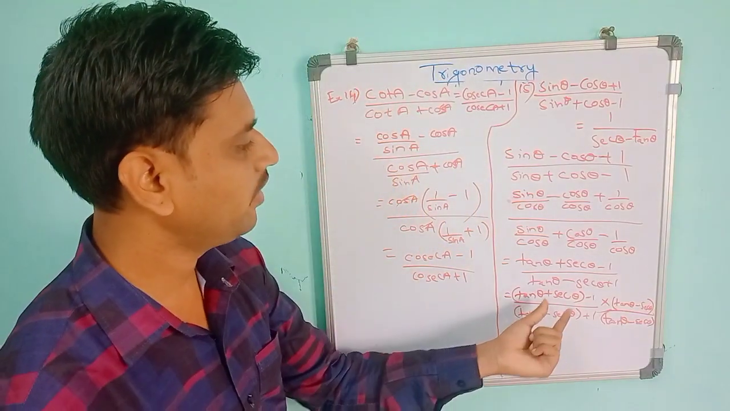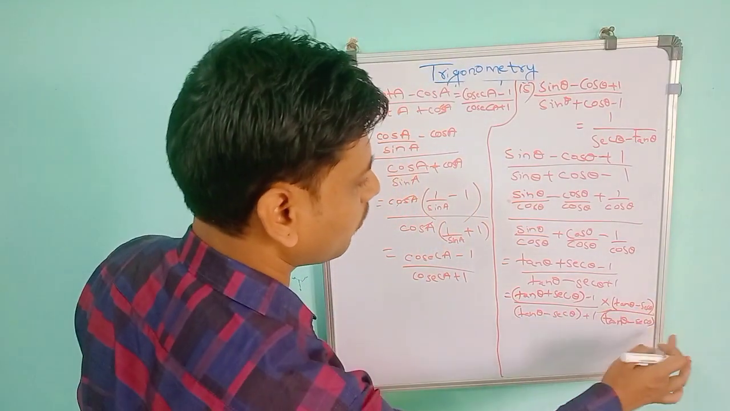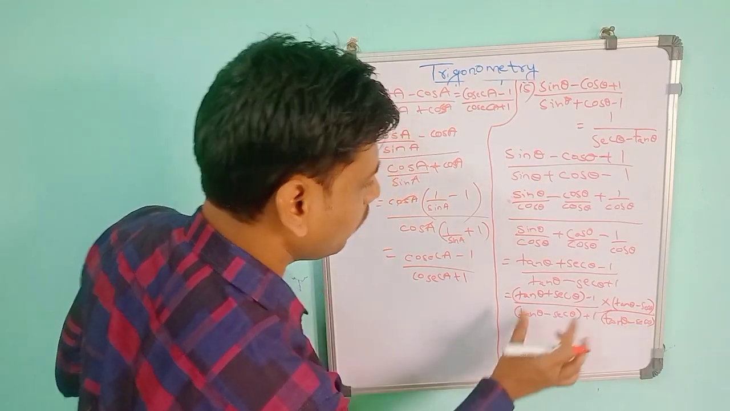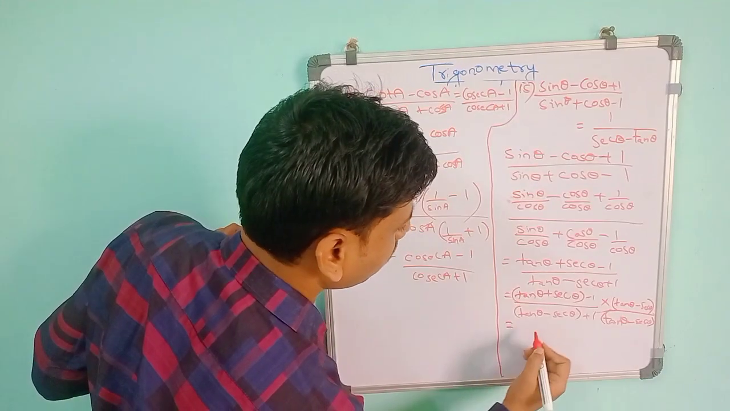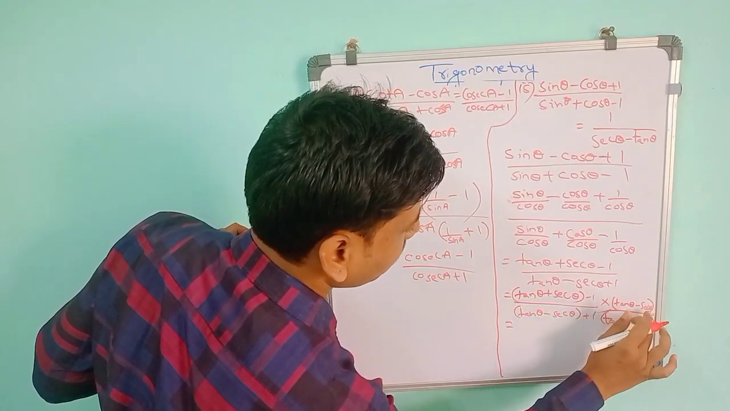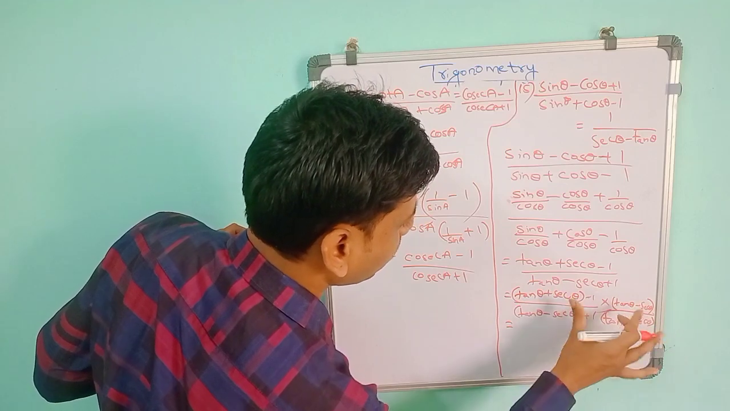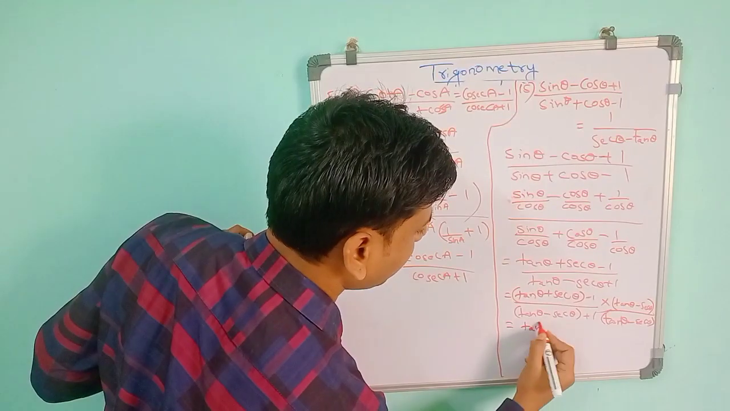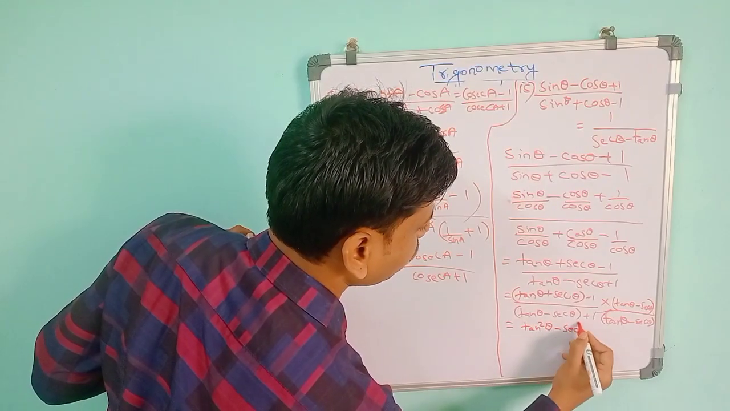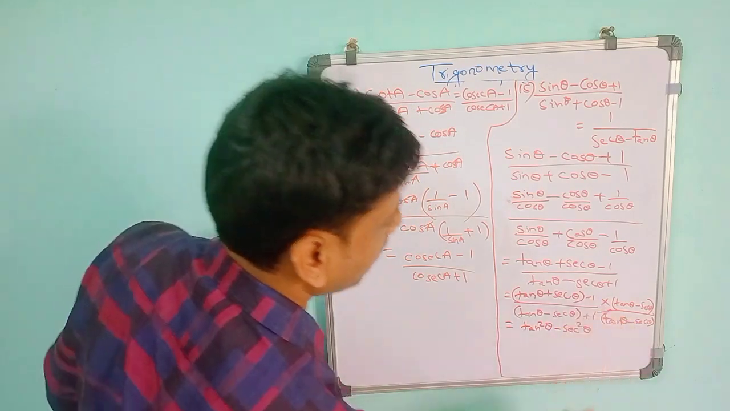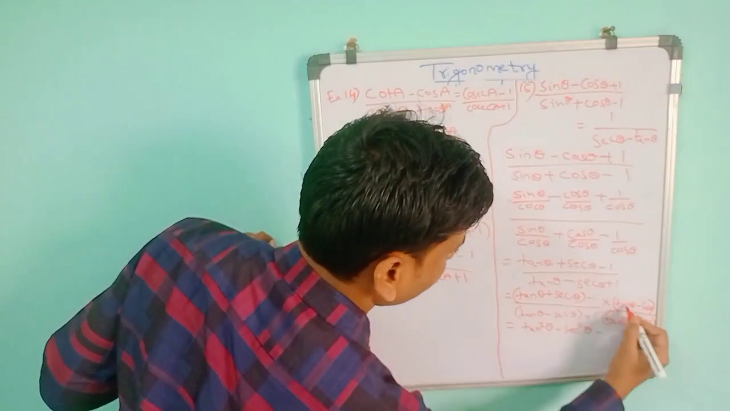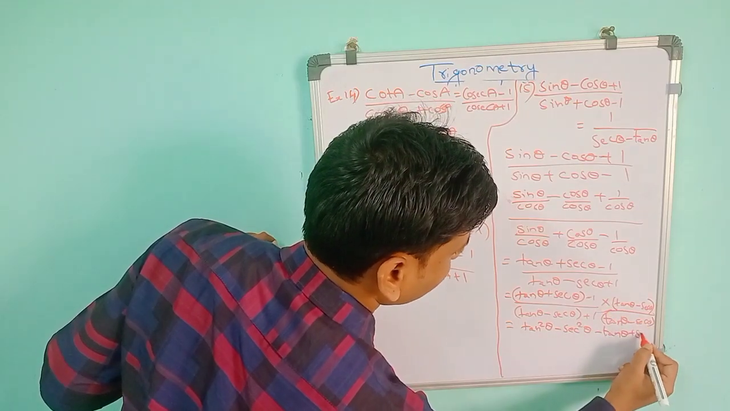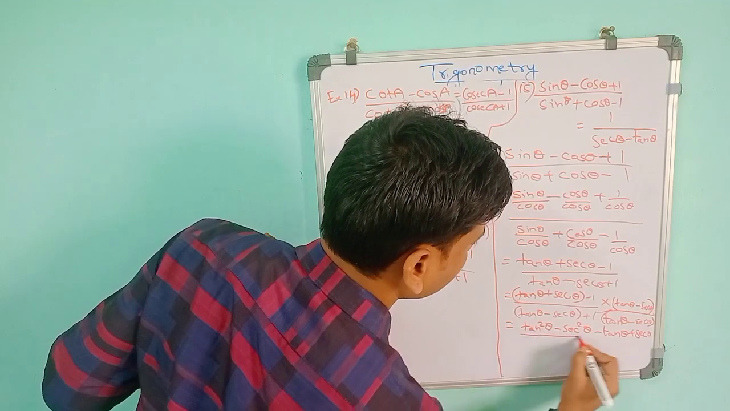So what will it be now? Tan theta plus sec theta minus 1, into tan theta minus sec theta. This is also tan theta minus sec theta plus 1, into tan theta minus sec theta. If you observe this correctly, tan theta plus sec theta times tan theta minus sec theta is of the form a plus b into a minus b, so a square minus b square. That will be tan square theta minus sec square theta, and the remaining is minus 1 into tan theta, which is minus tan theta, and minus into minus is plus sec theta.